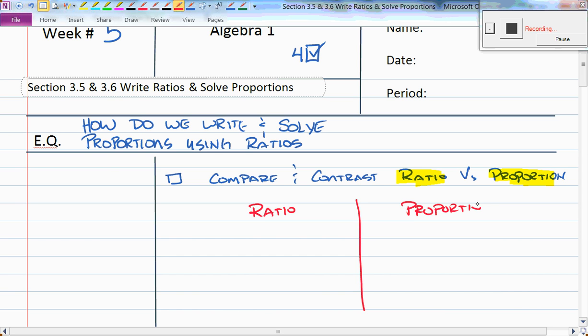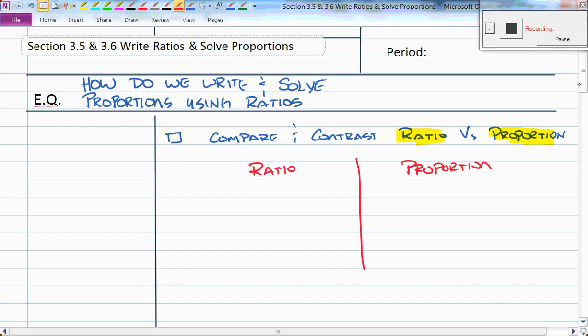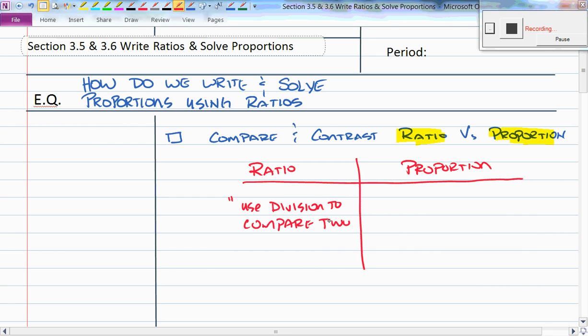Yeah, what do you got? Yeah, a ratio is a comparison. Good, I like that. What else you got? Yeah? A ratio uses division to compare two numbers, right? Two quantities. So a ratio uses division to compare two quantities.